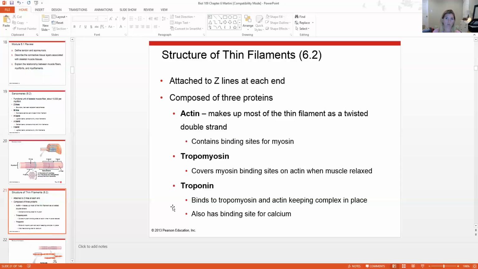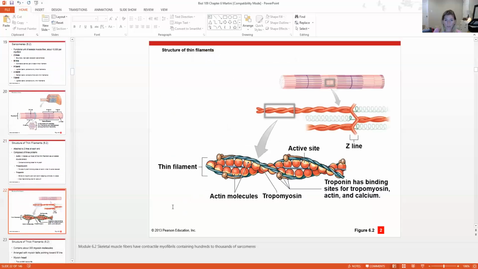This will make more sense when you see the picture. Troponin binds to the tropomyosin, and it basically holds the tropomyosin in place. And this is where calcium binds. So let's look at this whole picture.